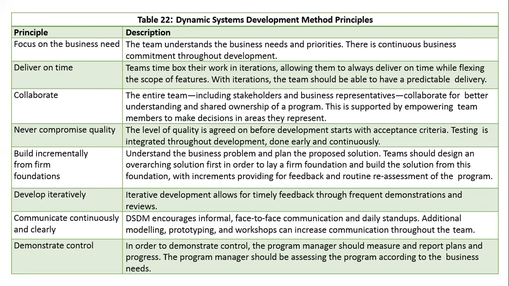Deliver on time. Teams time box their work in iterations, allowing them to always deliver on time while flexing the scope of features. With iterations, the team should be able to have a predictable delivery. Collaborate. The entire team, including stakeholders and business representatives, collaborate for better understanding and shared ownership of a program. This is supported by empowering team members to make decisions in areas they represent. Never compromise quality. The level of quality is agreed on before development starts with acceptance criteria. Testing is integrated throughout development, done early and continuously.